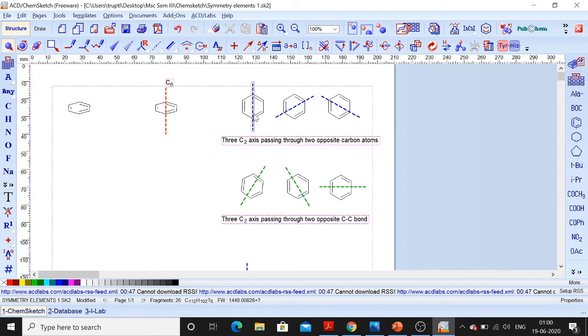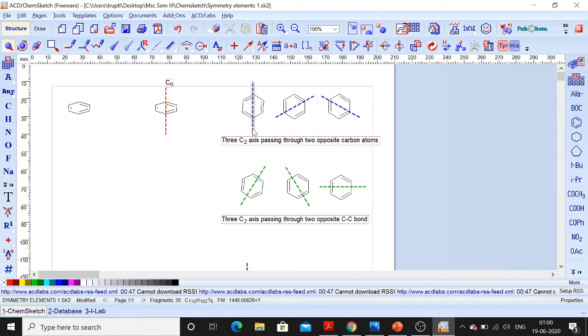For example, let us imagine this axis which is passing through two opposite carbon atoms. Now, if I rotate this benzene ring through this axis, you can see after rotation I get the equivalent position to the previous one. So how much angle have I rotated? I have rotated this molecule by 180 degrees. That means this molecule contains the C2 axis.